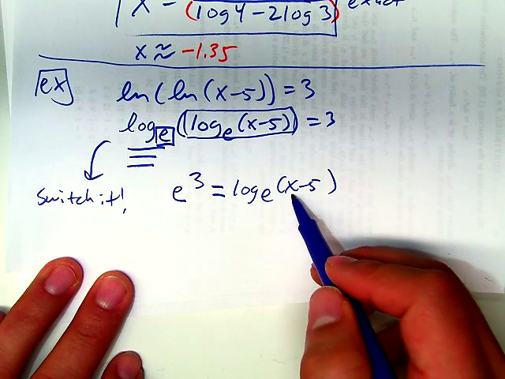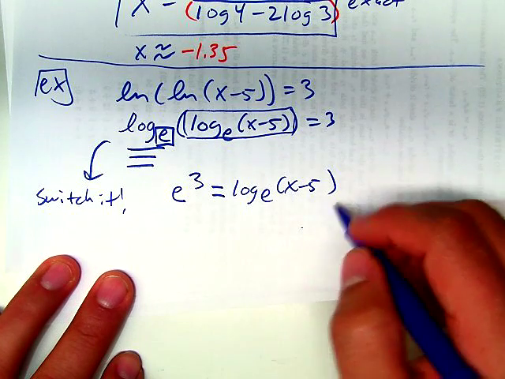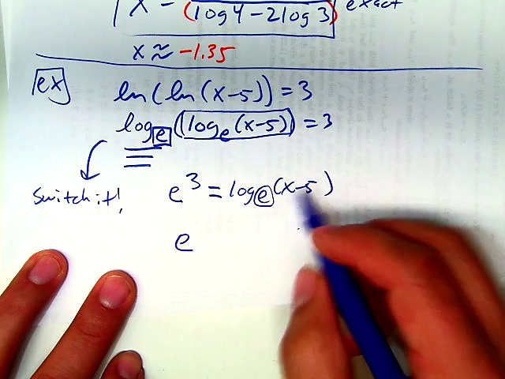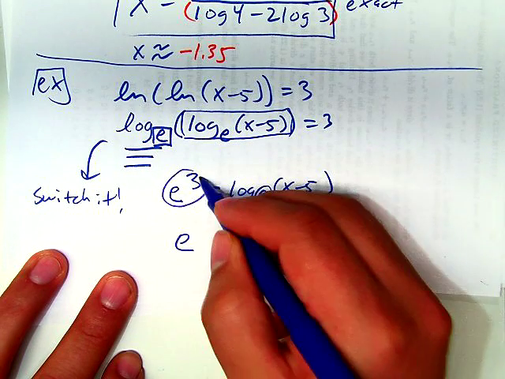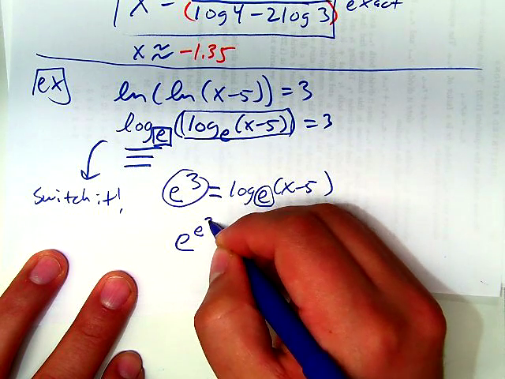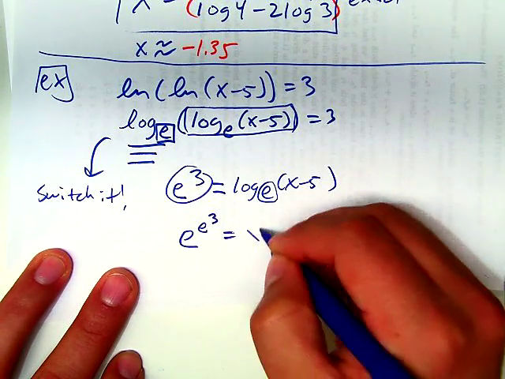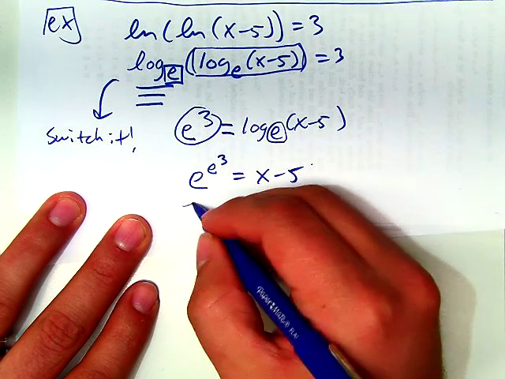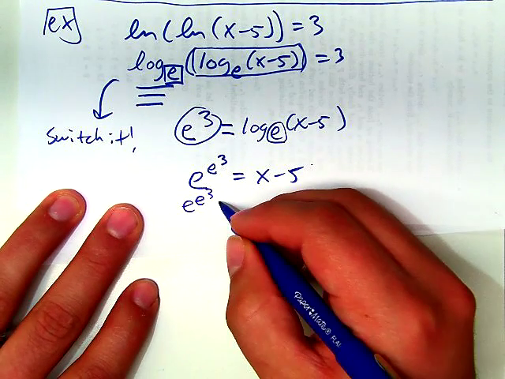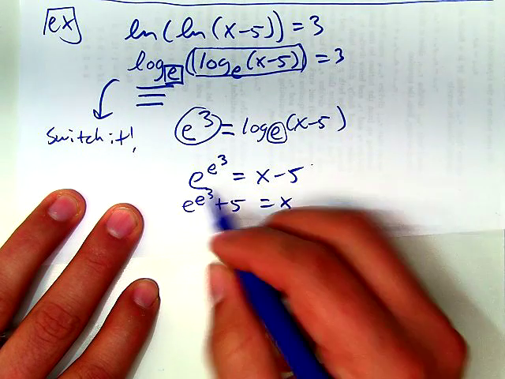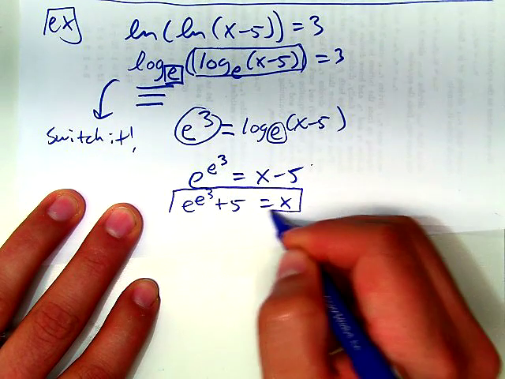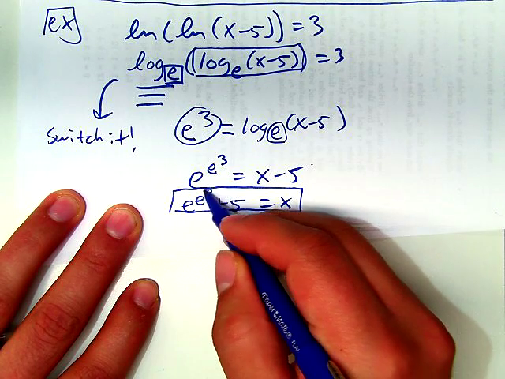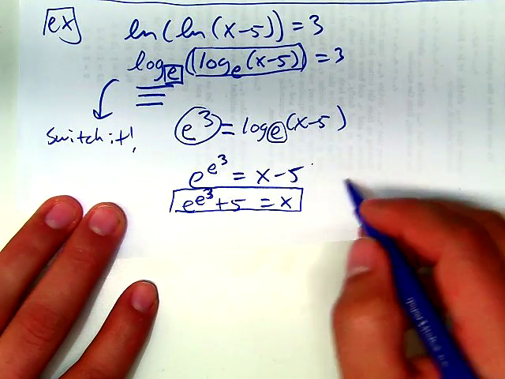We really can't get x alone yet, so we're going to switch it another time. So one more time. Here's the base, so it's e, to this exponent. So now we put e cubed as an exponent, and that's going to equal x minus 5. And then to get our final answer, we can just add 5 to both sides. So x would be exactly e to the e cubed plus 5.